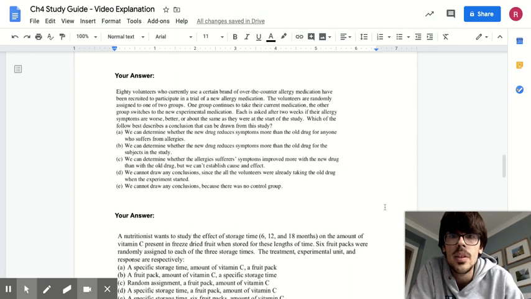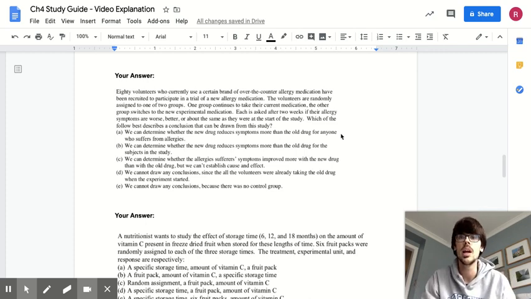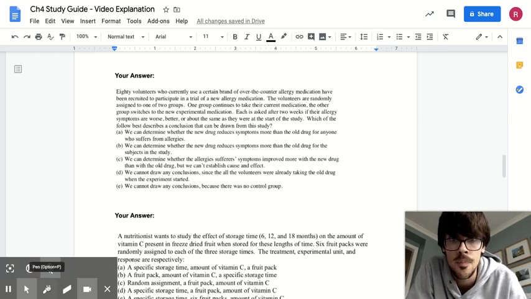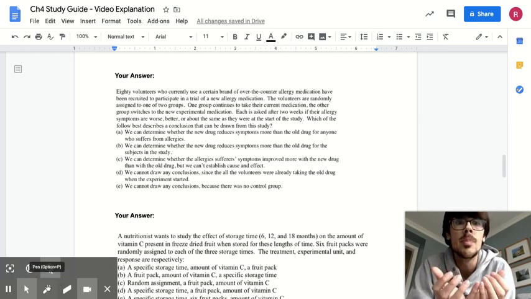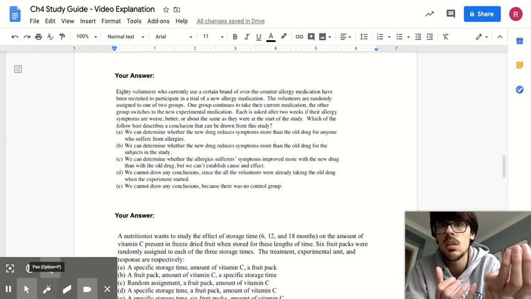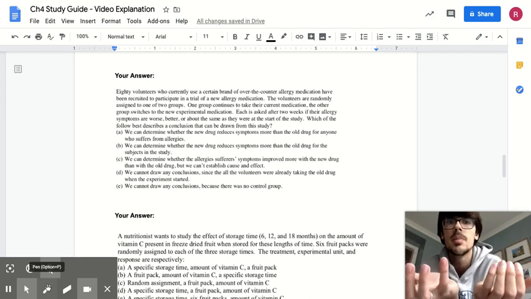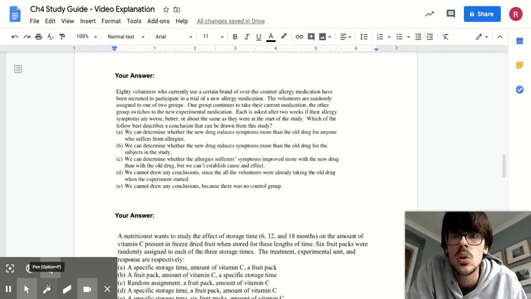Fourth problem here. This is a scope of inference question where they're basically asking, where can I apply my results? What can I actually say about what happened right here? So they had 80 volunteers who take a certain kind of medicine already. Out of those 80 people, they're going to give 40 people the new medicine, randomly assigned, and they're going to tell the other 40 people to keep using their same medicine. And they're going to look at 2 weeks to see how the allergy symptoms compare.